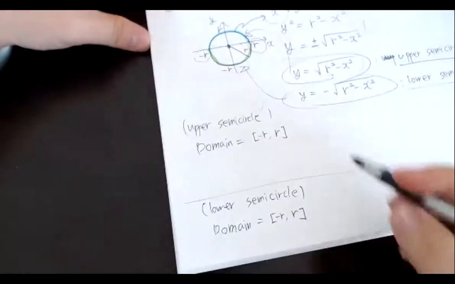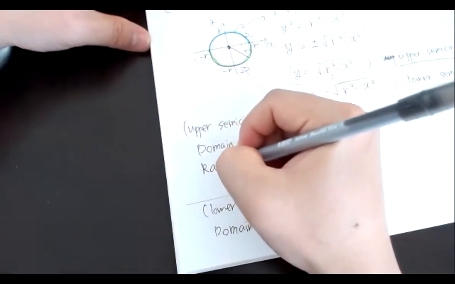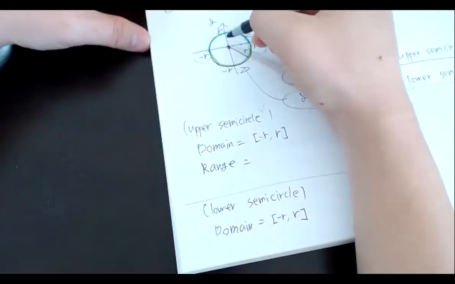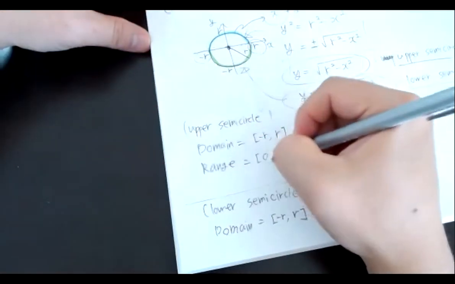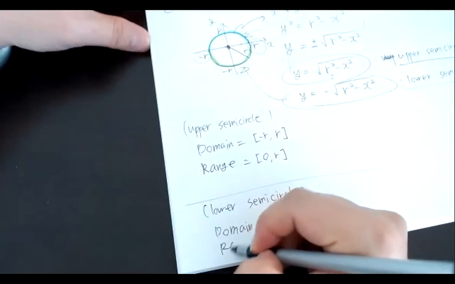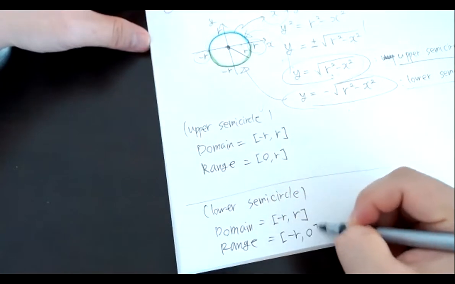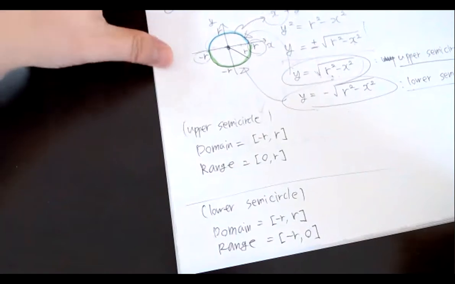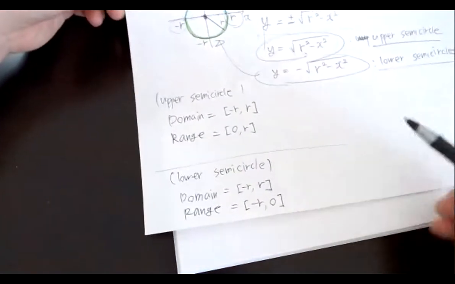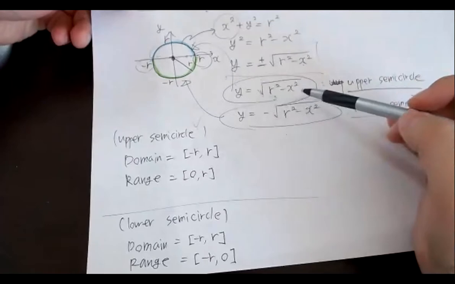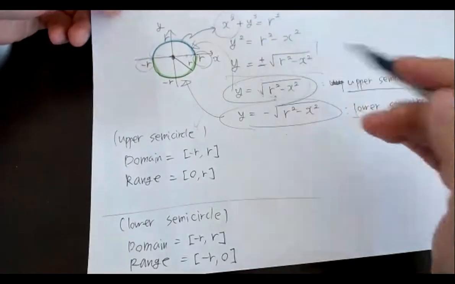Okay. Then what about the range? Think about the y value in the upper semicircle. The y value is 0 to r, right? So the range is 0 to r, and for the lower semicircle, the range is negative r to 0. So keep in mind the upper semicircle and the lower semicircle. Okay, r squared minus x squared. Why is it r? It all depends on the problem.